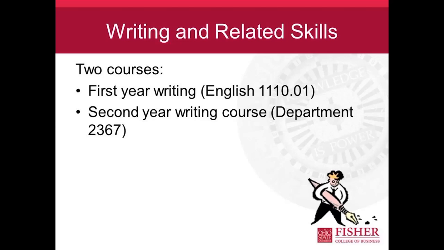The first category of the Gen Ed curriculum is the Writing and Related Skills category. This requirement consists of two courses, English 1110, which is a first-year writing course, as well as a second-year writing course. English 1110 should be completed in your freshman year, and students can take the second writing course anytime after completing English 1110 and achieving sophomore status.